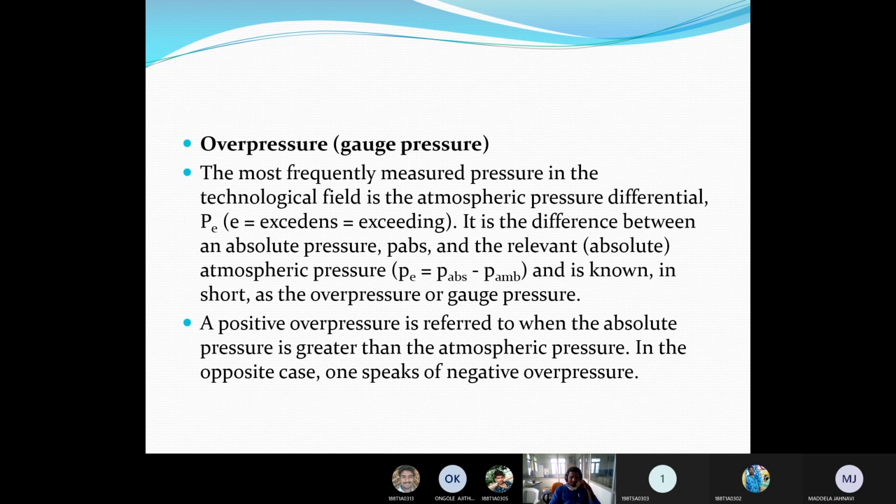This gauge pressure is represented above the atmospheric pressure. Understand? Gauge pressure always measures above the atmospheric pressure. That is the thing we have to remember. If the pressure is less than the atmospheric pressure, then that is called a vacuum pressure.